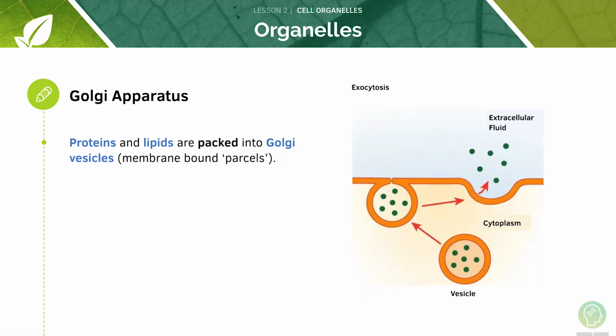Proteins and lipids are packed into Golgi vesicles or membrane-bound parcels. They are essentially envelopes for transporting the lipids and proteins to their final destinations. The Golgi apparatus also makes lysosomes.